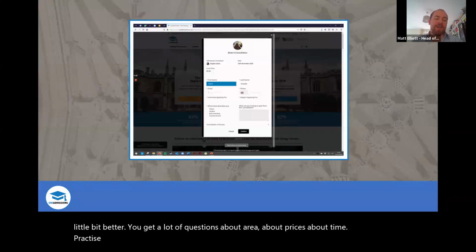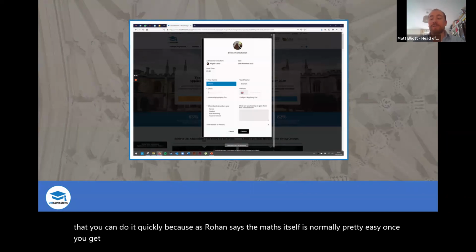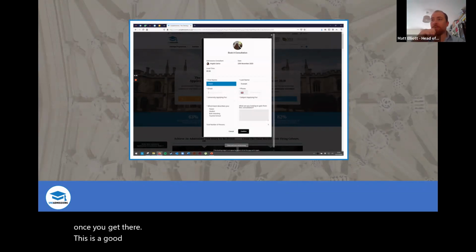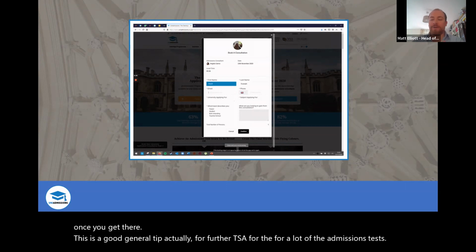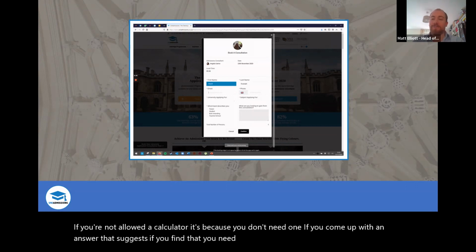Practice understanding how the language there translates into the maths so that you can do it quickly, because as Rohan says, the maths itself is normally pretty easy once you get there. And this is a good general tip actually for the TSA, for the BMAT, for a lot of the admissions tests. If you're not allowed a calculator, it's because you don't need one. If you find that you need a calculator to get to the answer, probably you've done something wrong, right?